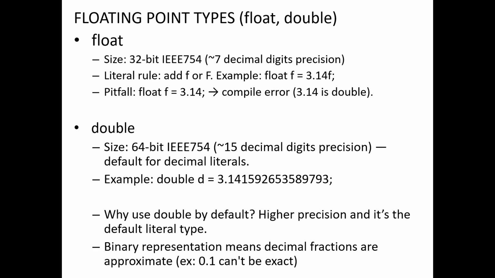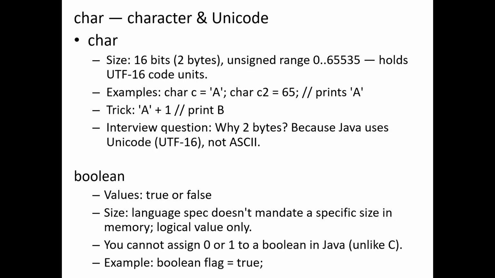Okay. Next, we have characters and Unicode. The char is 16 bits, equal to 2 bytes, with a range of 0 to 65,000, which follows the UTF standard for Unicode. Why 2 bytes? Because Java was designed from the start to support Unicode, not just ASCII values.